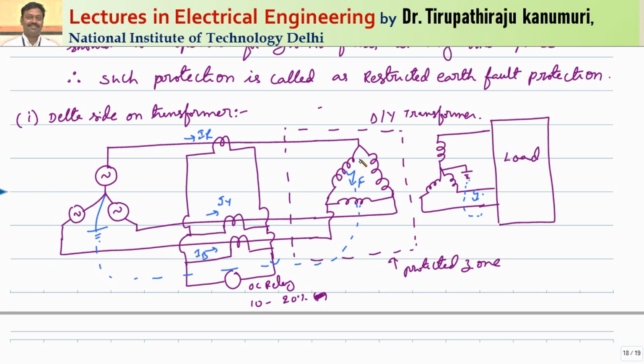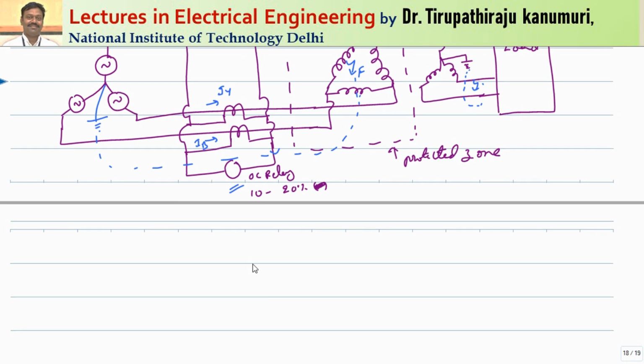As the zero sequence component is passing, it will be detected by these CTs. The sum of the positive sequence components will be 0, the negative sequence components will be 0, but the zero sequence components will add to each other. That resultant zero sequence component will pass through this overcurrent relay, and the overcurrent relay will detect the zero sequence components. I am just summarizing this.